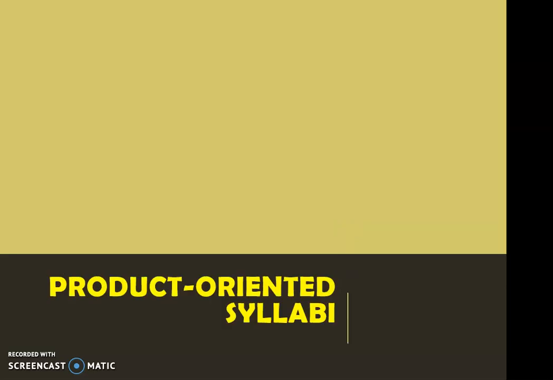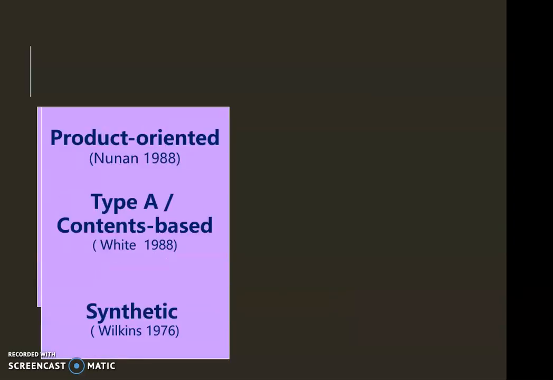Let's move now to the final part of this short presentation and talk about what Noonan calls product-oriented syllabuses or syllabi. White would call the same type of syllabuses type A or contents-based syllabuses. And then there's an extra denomination for the same type of syllabuses, that is synthetic. That is a term used by Wilkins in 1976.